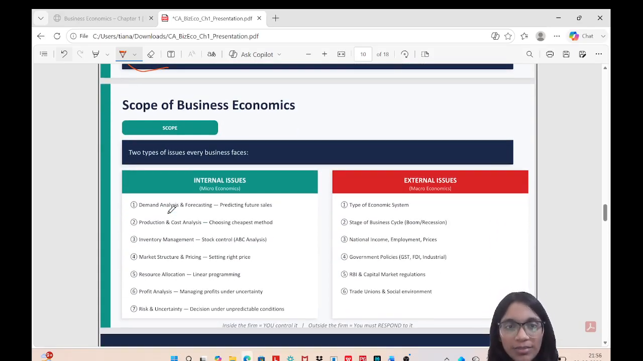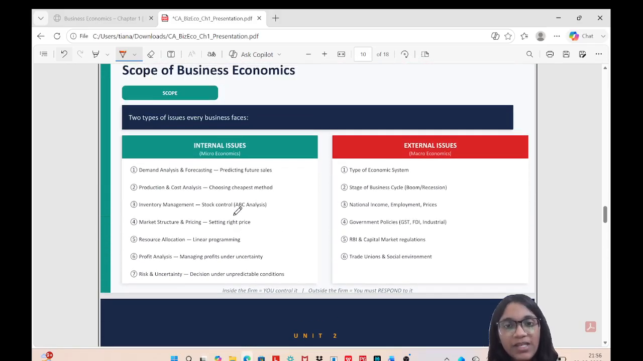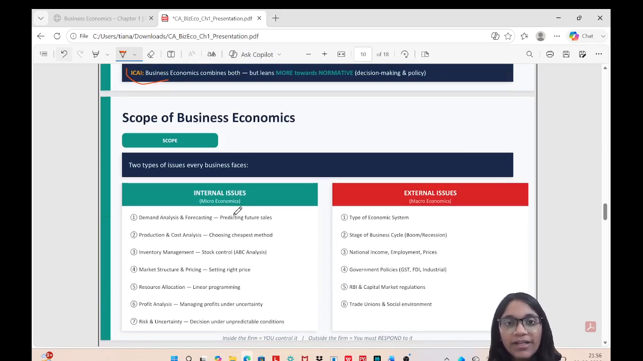And scope of business economics, we learned about the internal issues. Internal issues are the pricing decisions, as well as resource allocations and everything. These are the internal issues. External issues are drought, rain, weather conditions, national income, unemployment level, and everything. All these government policies, RBI regulations, and everything. All this affects. I hope you got this point.